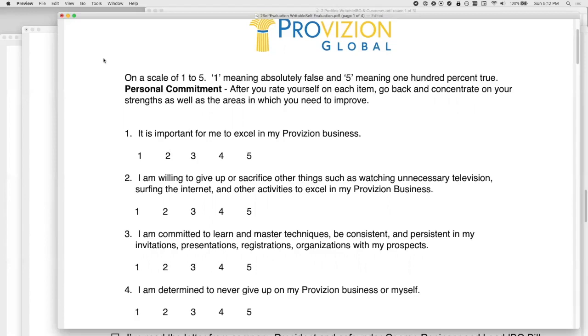So let's take a look at this. On a scale of 1 to 5, 1 meaning absolutely false and 5 meaning 100% true, each one of these questions, you simply want to write in, what is it? Is it a 5 or 4? So here, again, it's writable, so maybe you put in a 3. On the next one, you may put in a 5. It's just totally up to you because this is about you, not anybody else. There is no right or wrong. And after you rate yourself on each item, go back and concentrate on your strength as well as the areas in which you may need improvement.